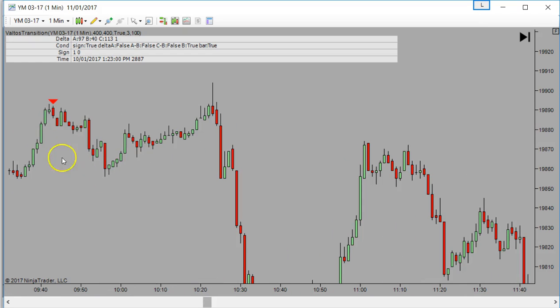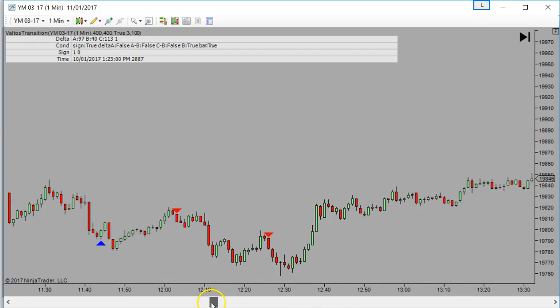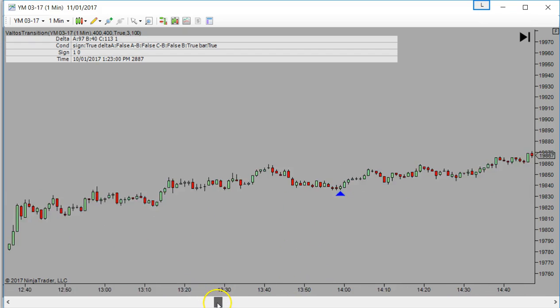I'm not even going to say you had to sell it here and hold it through that big drop, but I don't want to get into that. But in here, you got some nice solid trades here.